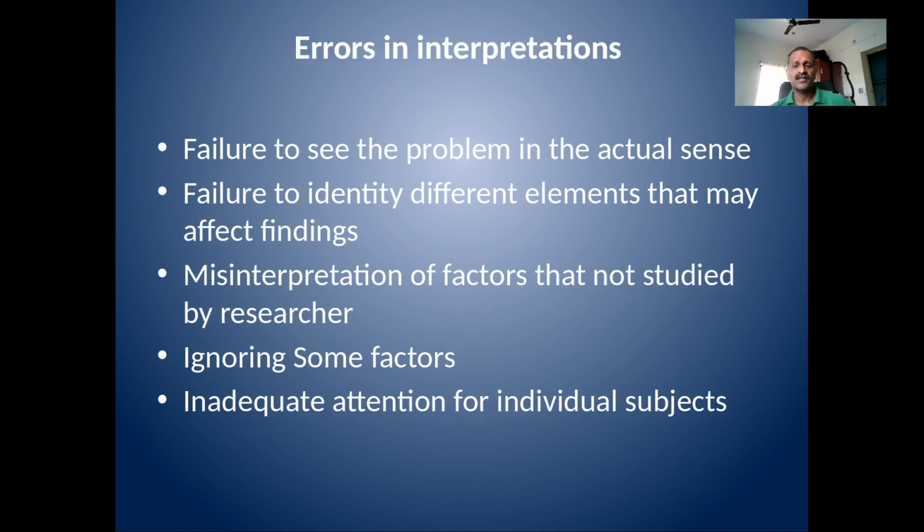Misinterpretation of the factors that are not studied by the research, ignoring some of the factors at the time of data collection and analysis, and inadequate attention to individual subjects. These are some of the errors that can occur in interpretation. Remember, interpretation is asked as a short part many times. So learn interpretation for the short part. What is interpretation? What are the factors to be considered, and how will we do the interpretation? What are the errors that can occur in interpretation?